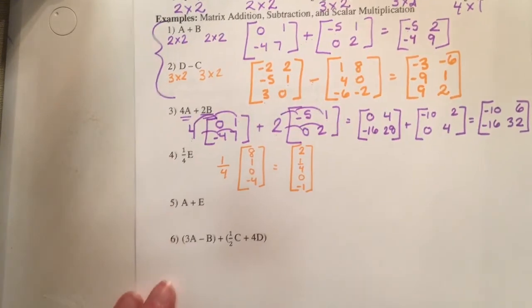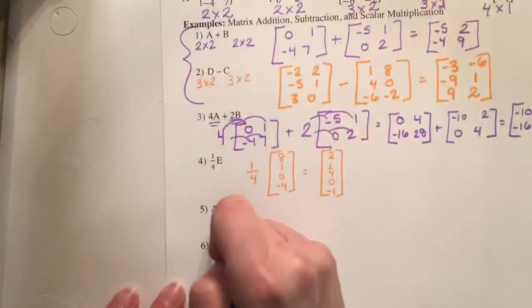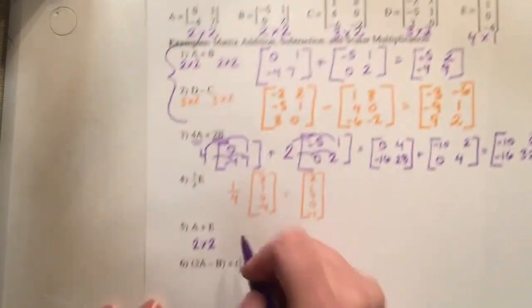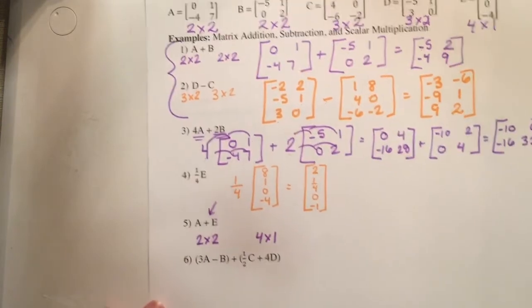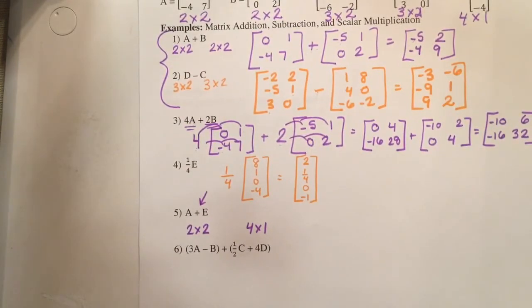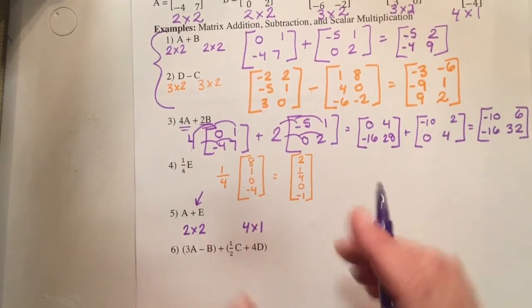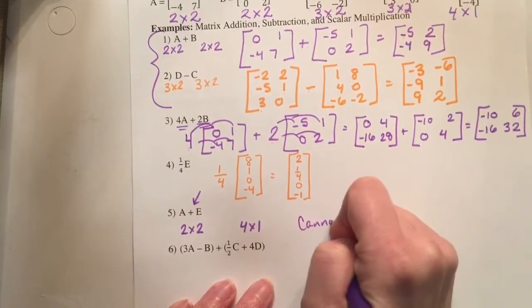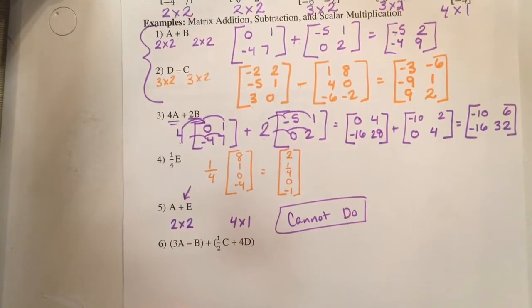Now the next one they want us to add. A, if we look back, had the dimensions 2 by 2. E had the dimensions 4 by 1. They want us to add. One of the rules states that you can only add and subtract matrices if they have the same dimensions. A and E do not have the same dimensions, so you simply cannot do that. Or you could write undefined.